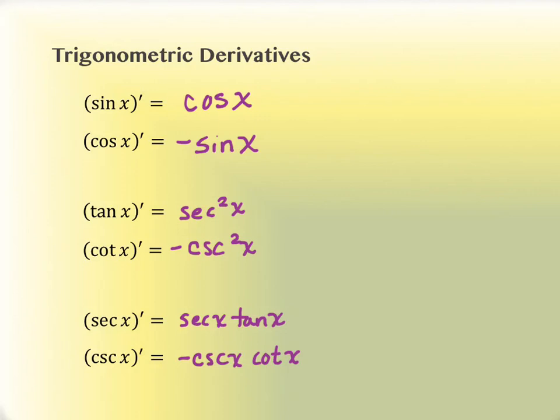And what I'd like for you to take a look at on this particular slide is that these three here are the ones that have negatives in them, right? They're the only three that have negatives in them, and they're all co-functions: cosine, cotangent, and cosecant. So if you can remember that piece, that'll also help you keep your signs straight. Okay. So we're going to use these derivative rules as we work through some problems.